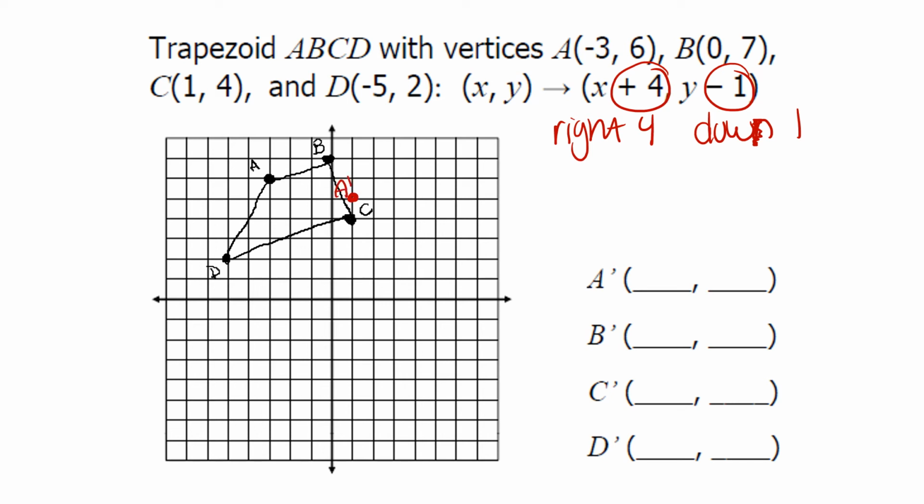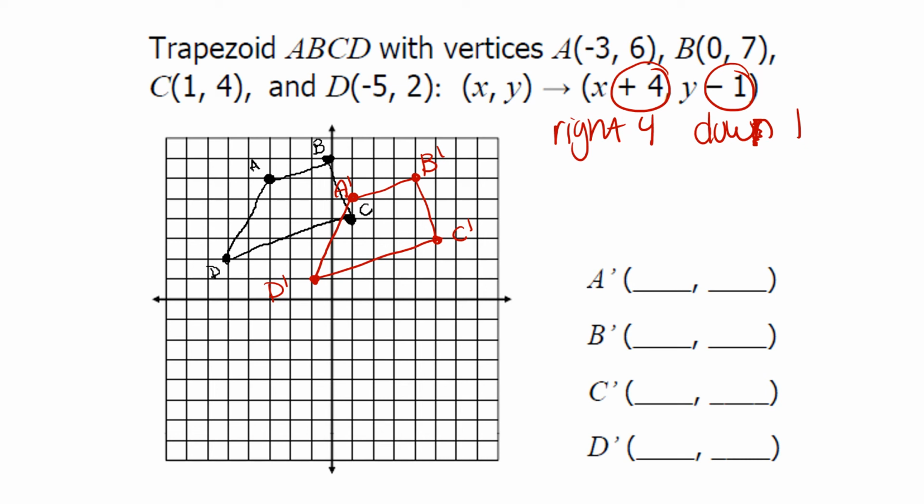prime. For point B, we go right 4 and down 1, labeling it B prime. For point C, we go right 4 and down 1, labeling it C prime. And for point D, we're going to go right 4 and down 1, labeling it D prime. Connecting the dots, the shapes do overlap, but that is okay. And then we can go ahead and do the last step, which is to fill in the missing coordinate values.